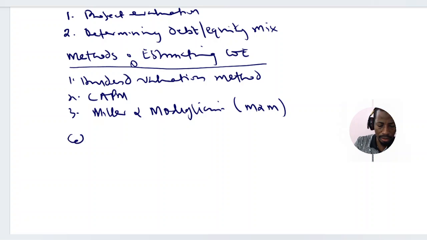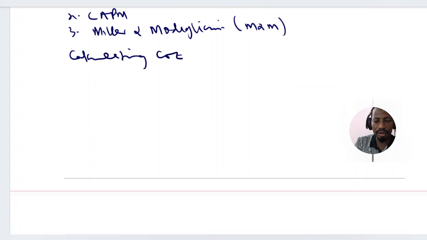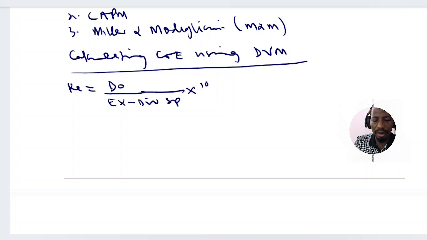Okay, so how do you estimate cost of equity using the dividend valuation model? Calculating cost of equity using the dividend valuation model, cost of equity is the ratio of dividend to ex-div share price, depending on whether dividend will remain constant to perpetuity or dividend will grow. Where dividend will remain constant to perpetuity, cost of equity will be computed as the current dividend divided by the ex-dividend share price multiplied by 100 over 1.